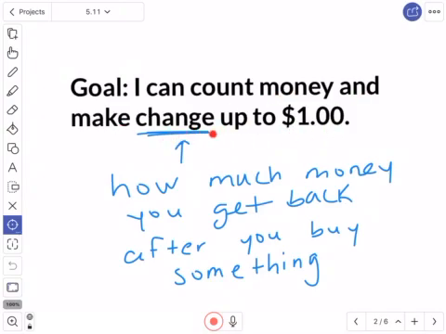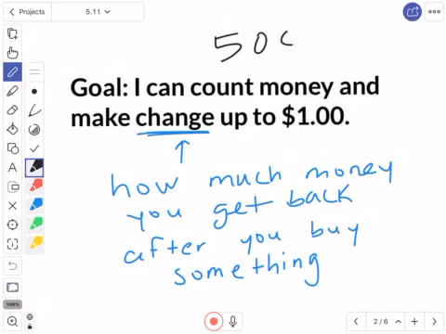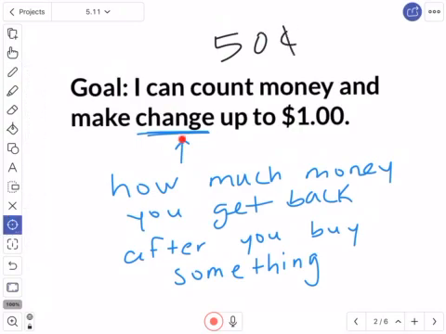So the word change is our big vocabulary word in this goal. And change means how much money you get back after you buy something. So if I go to the store, let's say I have a dollar bill, and I'm going to buy some candy or gum or an apple. All those things are going to be under $1. So I give the cashier $1, and let's say my apple costs 50 cents. Well, then I get 50 cents back. That is my change. And so that's what we'll be doing today for this lesson.